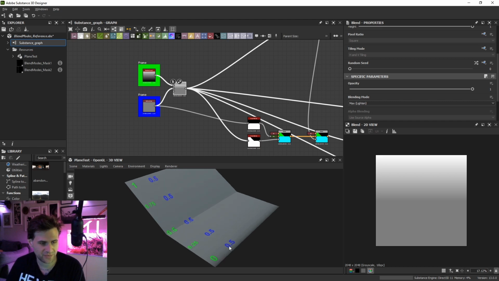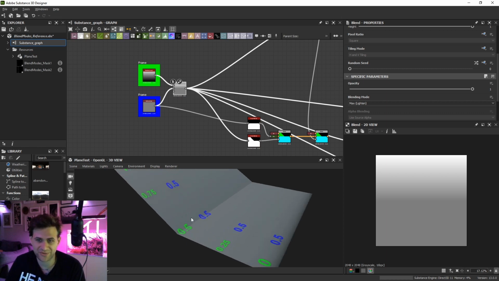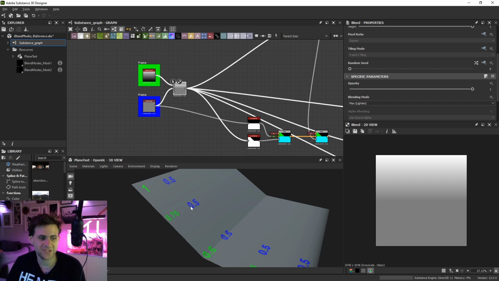Down here, it's just comparing the 2 and saying, okay, what's brighter? Well, 0.5 is brighter, so 0.5 is going through. Here again, 0.5 is brighter, so 0.5 is coming through. And then here they're the same, so 0.5 is coming through because they're both the same value. But this is where it gets interesting. Over here, 0.75 is brighter than 0.5, so it gets taller. And then here, 1 is brighter than 0.5, so 1 comes through.